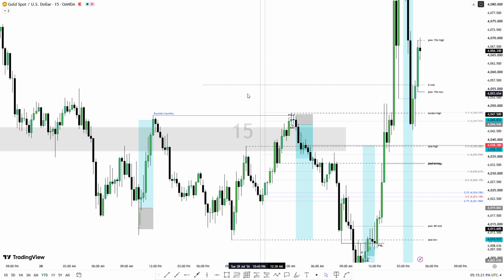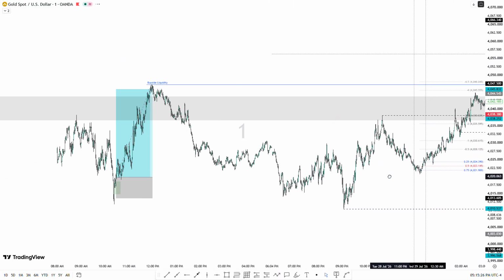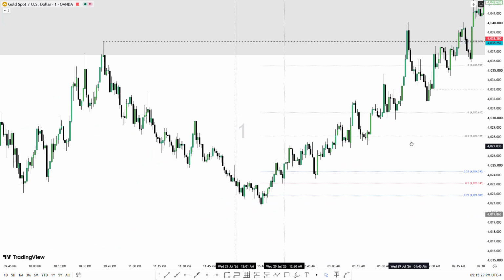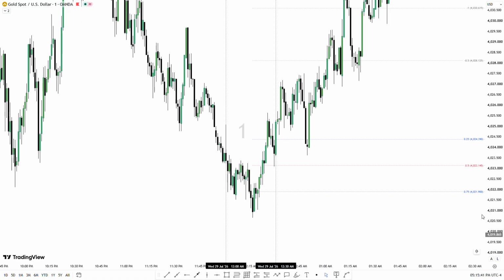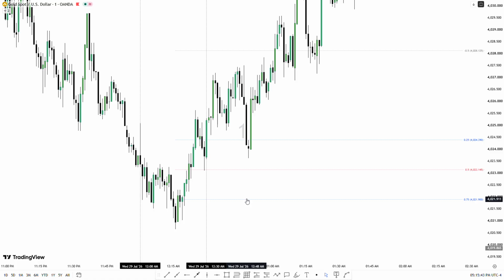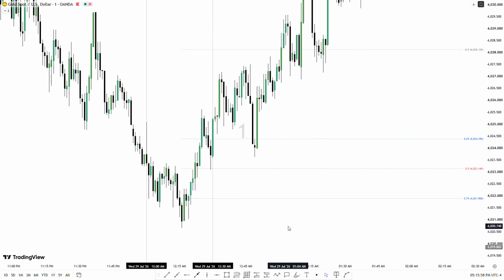It's a London session. Let me go to the 1 minute time frame. On the 1 minute time frame, I want to see this right here from 12 to 12:30. In that time, I want to find my highest high and my lowest low, and then I put my fib retracement from my highest high to my lowest low. That is my fib retracement, and the settings are these right here. You can screenshot if you want to. This is my highest high and my lowest low.